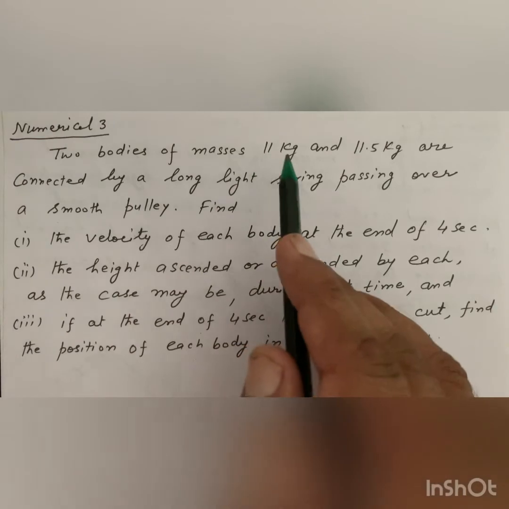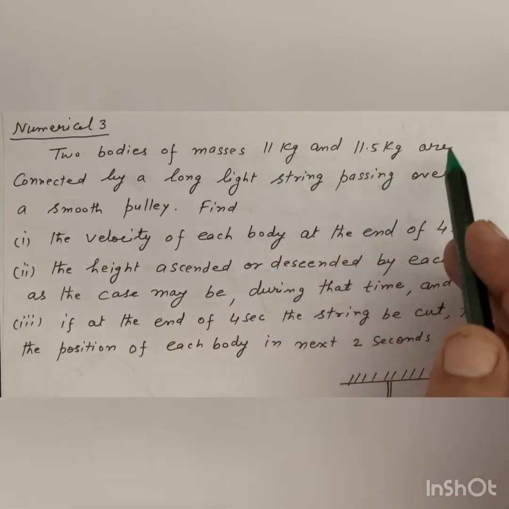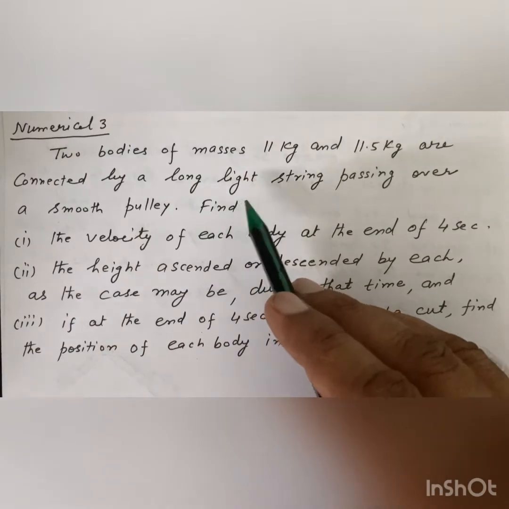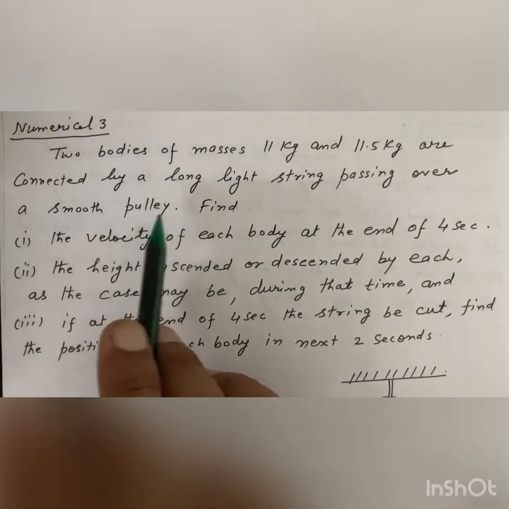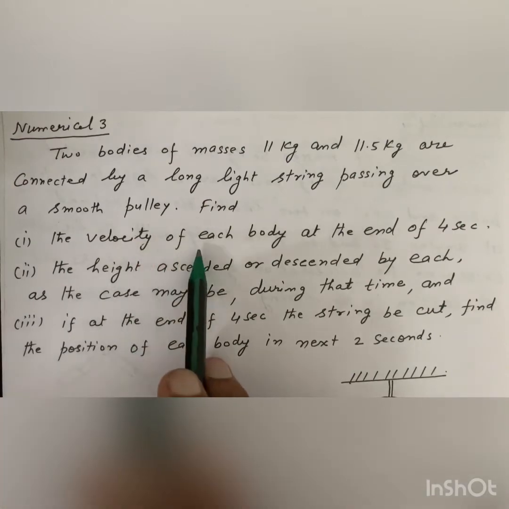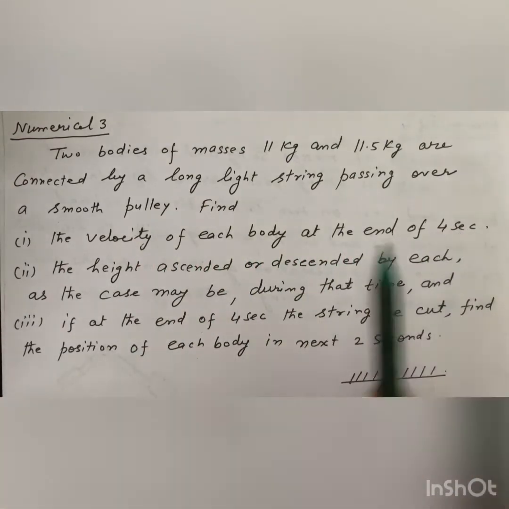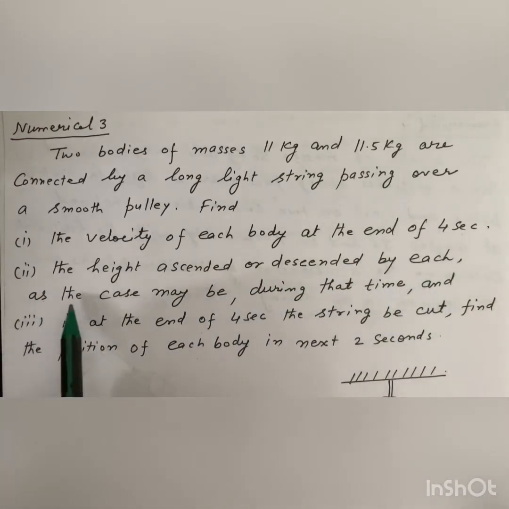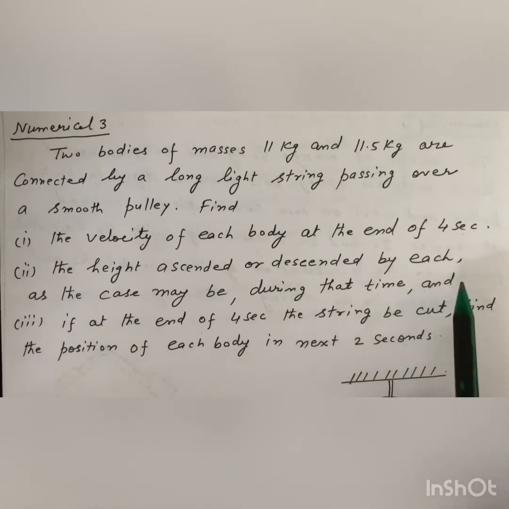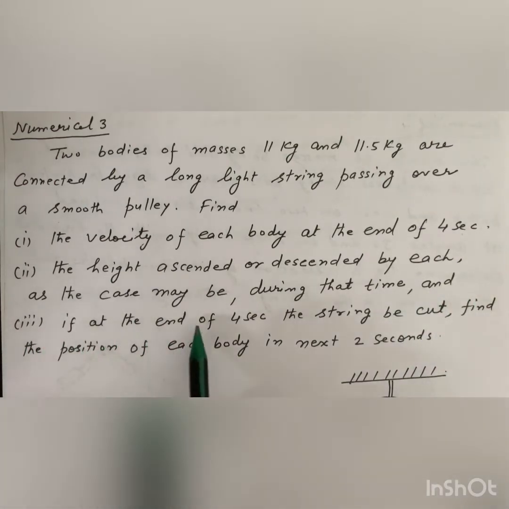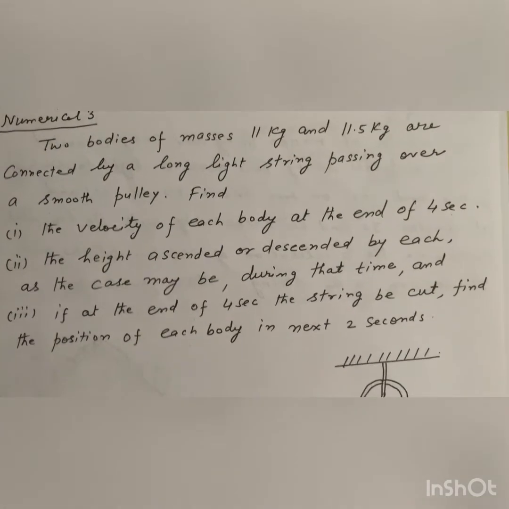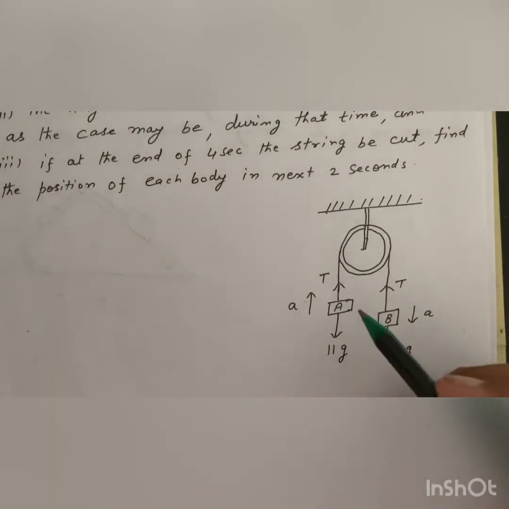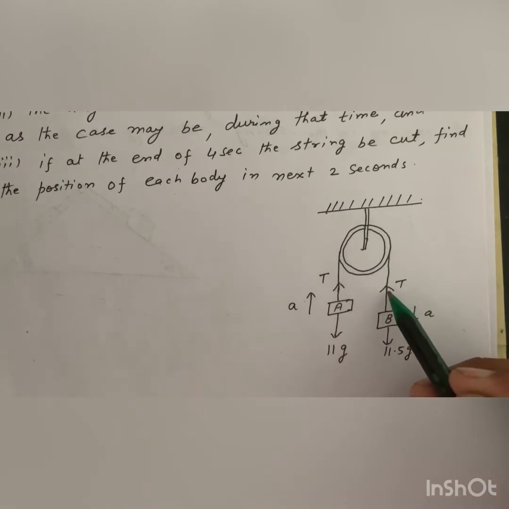Numerical 3. Two bodies of masses 11 kg and 11.5 kg are connected by a long light string passing over a smooth pulley. Find, first part, the velocity of each body at the end of 4 seconds. Second, the height ascended or descended by each as the case may be during that time. And third, if at the end of 4 seconds the string be cut, find the position of each body in the next 2 seconds.